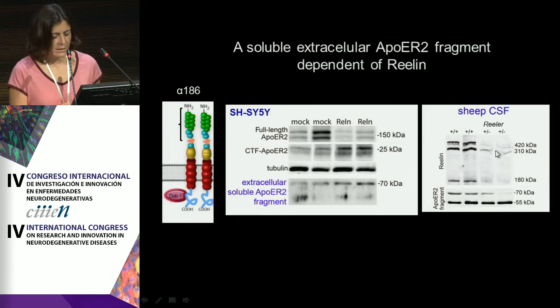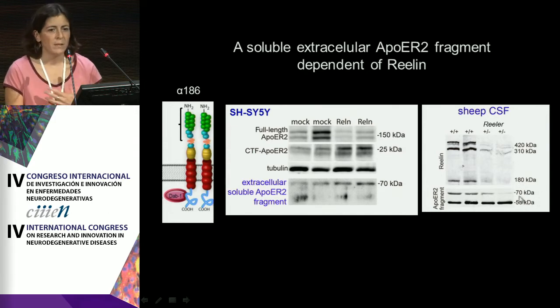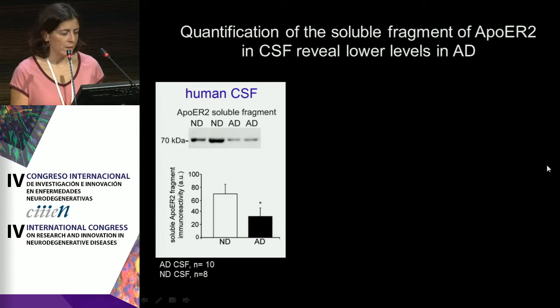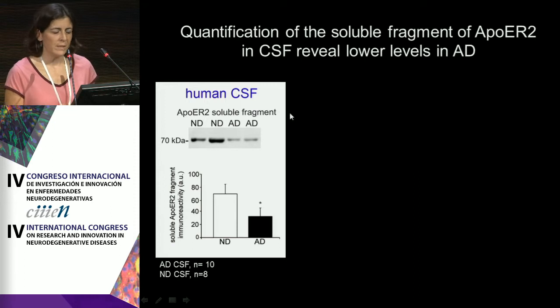And as you can see here, this fragment is more present in the normal mice than in the heterozygous Reeler. So we think this fragment is dependent on the binding of reelin to the receptor. We found this fragment in the cerebrospinal fluid of humans, and we compared the quantity of this fragment in control and Alzheimer, and it was drastically reduced in Alzheimer samples.